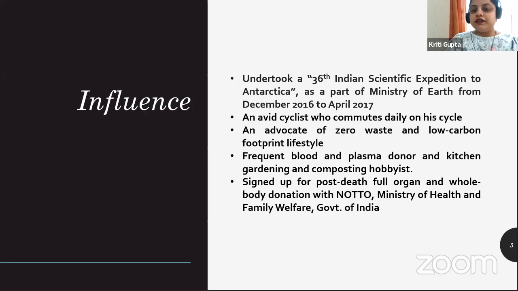He also signed up for post-death full organ and whole body donation with NOTO by Ministry of Health and Family Welfare, Government of India.